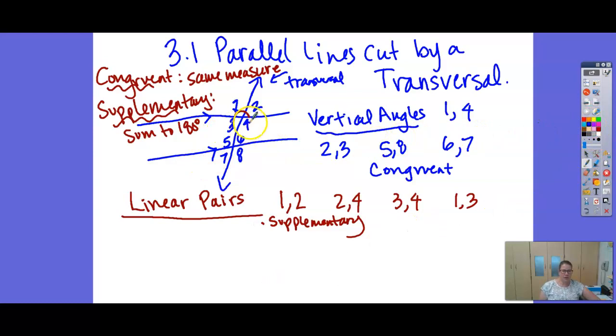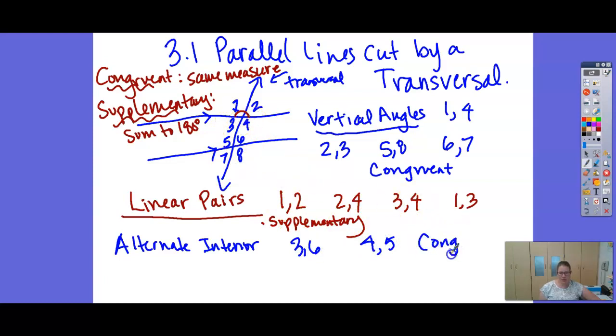All right, so then we have something called alternate interior. Alternate interior angles are going to be on alternate sides of the transversal, and the interior means inside, right? So it's inside the parallel lines on opposite sides of the transversal. So like 3 and 6 are alternate interior, 4 and 5 are alternate interior, and those are going to be congruent to one another.